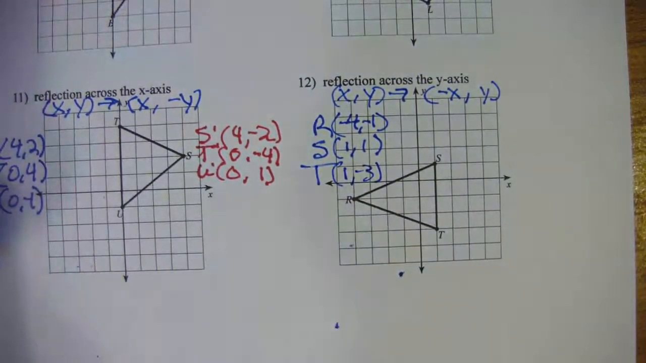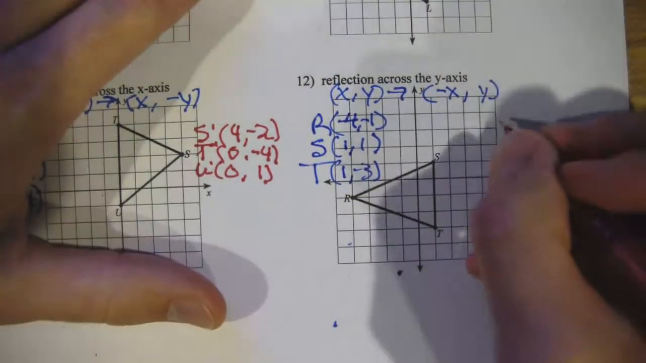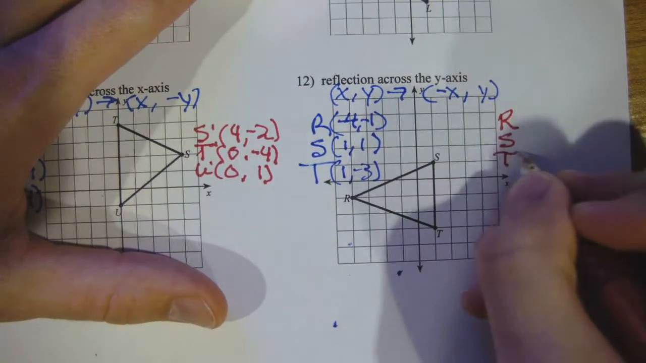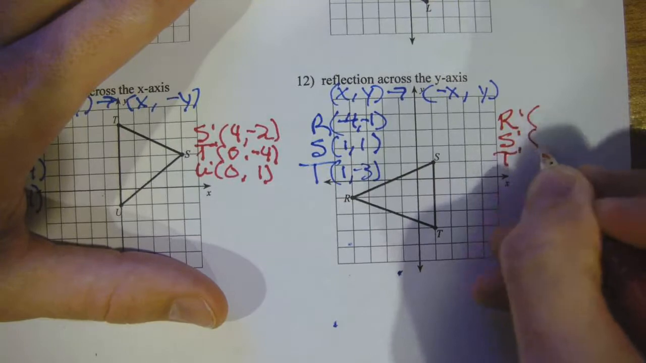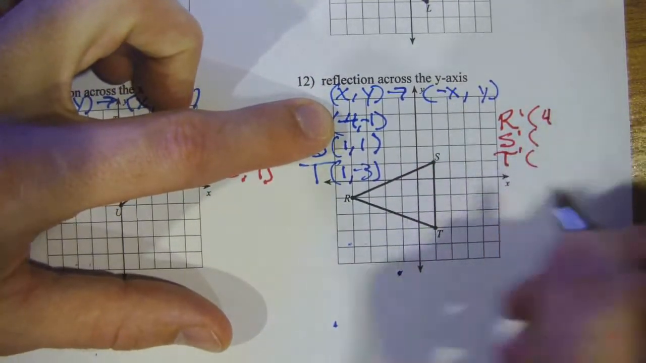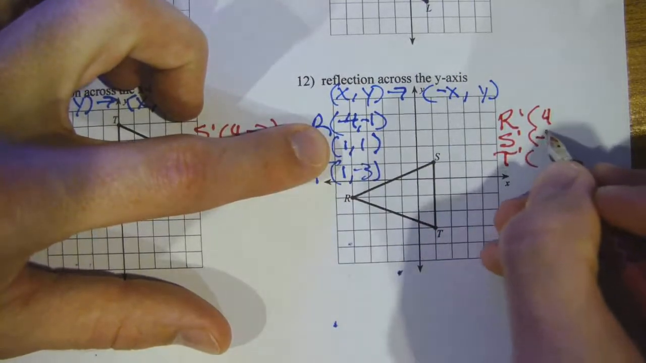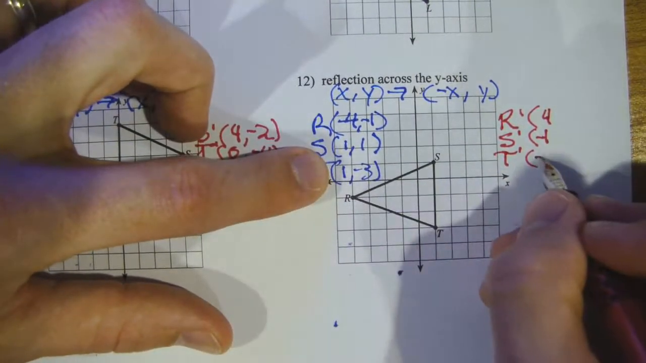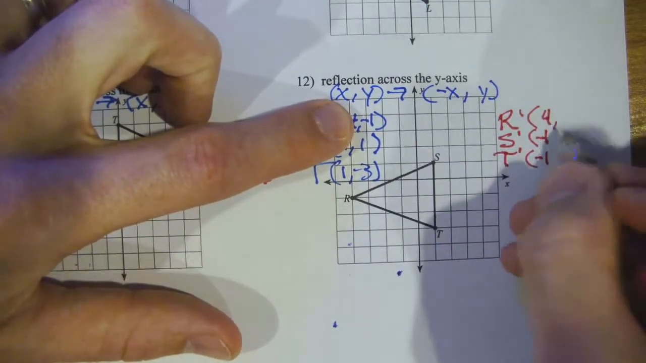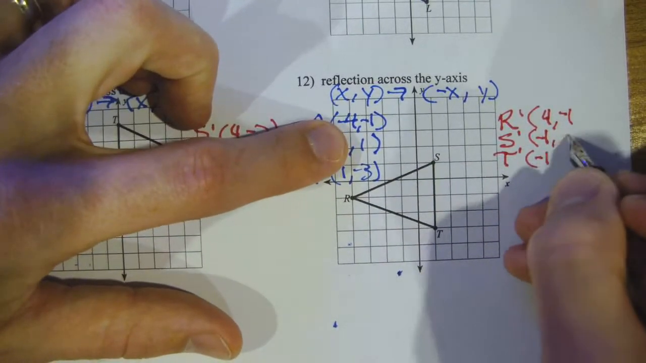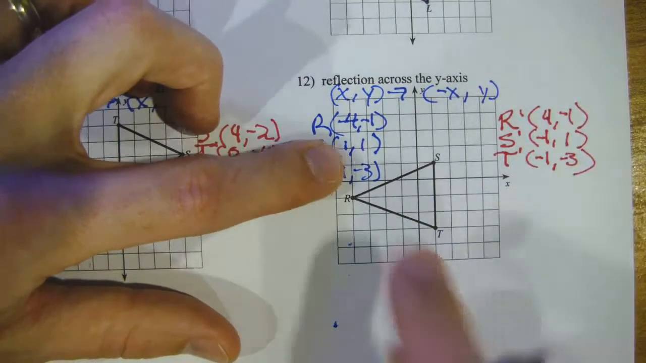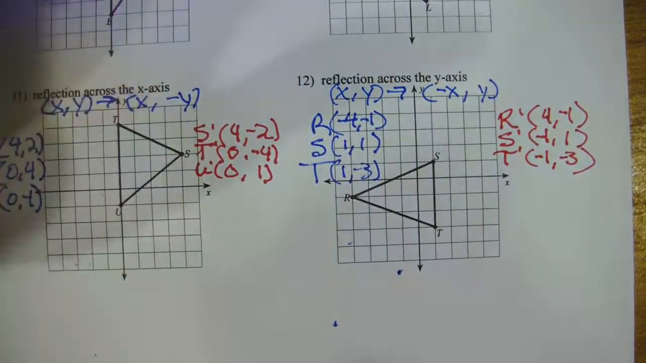Excellent. Let's get it on there. So R', S', T'. X's all become opposites. So negative 4 is positive 4. Positive 1 is negative 1. Positive 1 is negative 1. So opposites. Y's all stay the same. So negative 1, positive 1, negative 3, they weren't changed. They stayed the exact same as they were originally. All right, let's draw it.